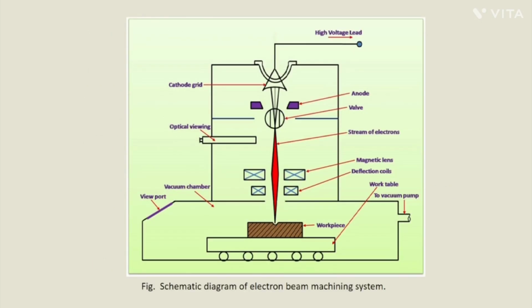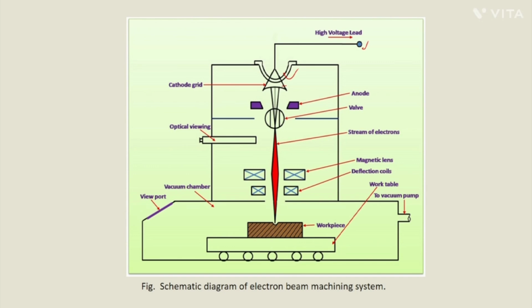So this is the schematic diagram of the electron beam machining process. You can see here, this is the cathode. This cathode filament is heated up by using a high voltage lead. So there is a high voltage lead here, and using this high voltage lead, the cathode is heated up. Streams of electrons come outside from the cathode filament because of the repulsive force from the cathode. Electrons are negatively charged, and this cathode is also connected to the negative terminal of the power supply.